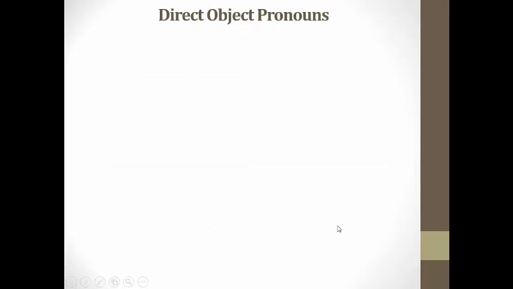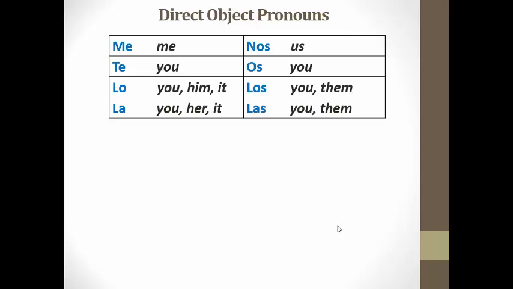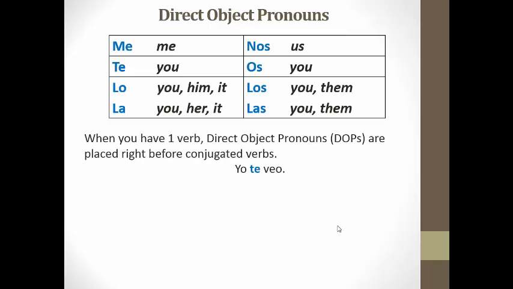Alright, when using direct object pronouns, you must also know where to put them in the sentence. Okay? So always, when you have one verb in your sentence, you need to know that your direct object pronoun, your DOP, will come right before that conjugated verb. Look at the example here. Yo te veo. I see you. Okay, so you put your DOP right before the conjugated verb.